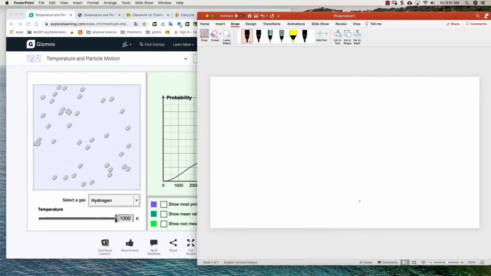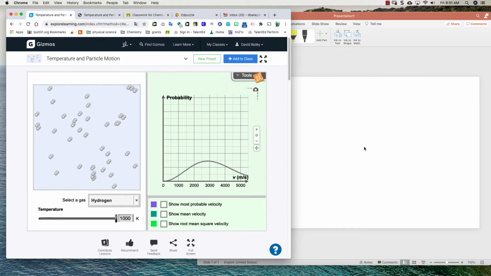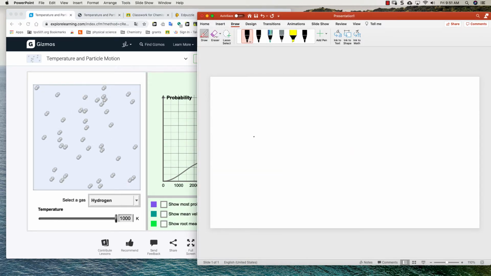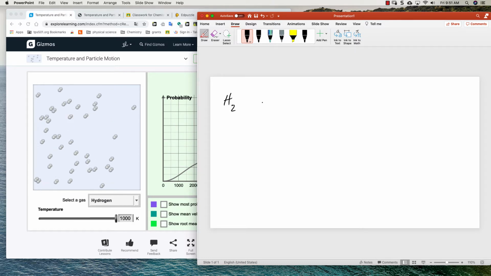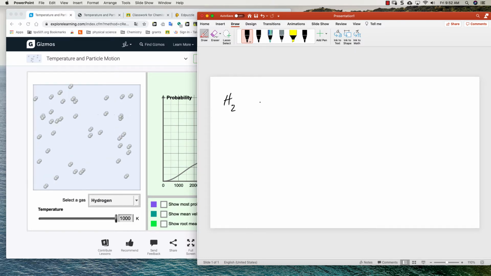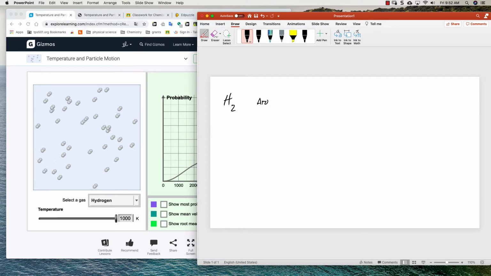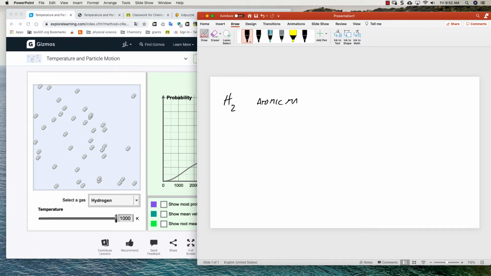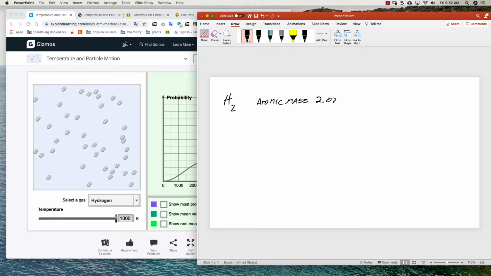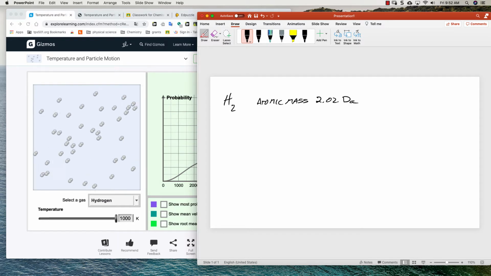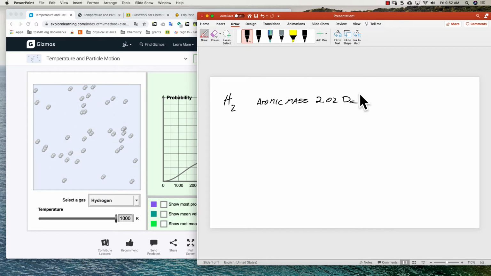Now I'm going to show you that hydrogen, H2, hydrogen gas. Two atoms of hydrogen bound together. Atomic mass, molecular mass is going to be 2.02 Daltons or AMUs, since we're just looking at one molecule. And let's see what happens when we increase the temperature.